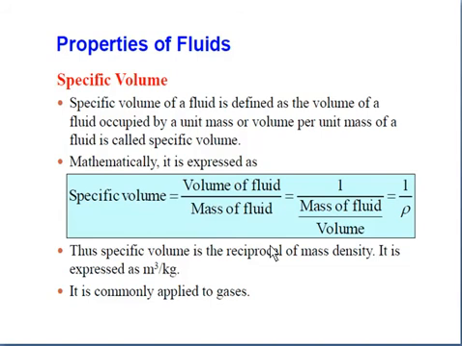Again, we can write this expression as 1 upon mass of the fluid divided by volume of the fluid. The volume of the fluid goes into the denominator. And you already know this definition: mass of the fluid divided by volume of the fluid is known as mass density and denoted by rho. Therefore we can write 1 upon rho. Specific volume is equal to 1 upon rho, that is 1 upon mass density. Thus specific volume is the reciprocal of mass density. Very simple.